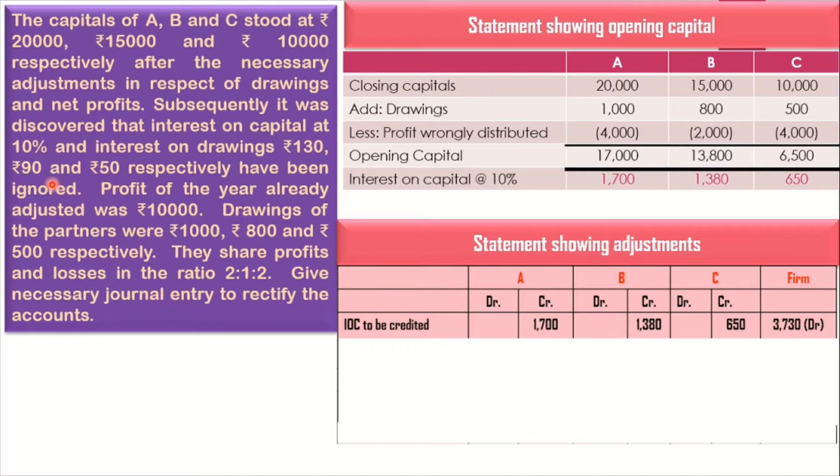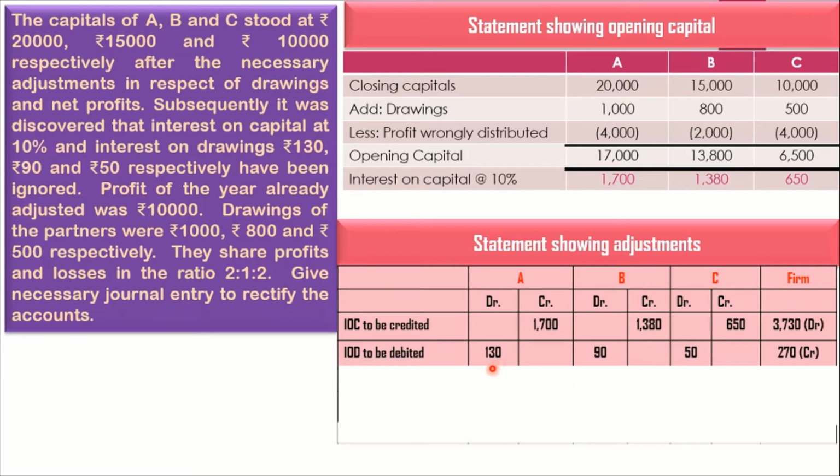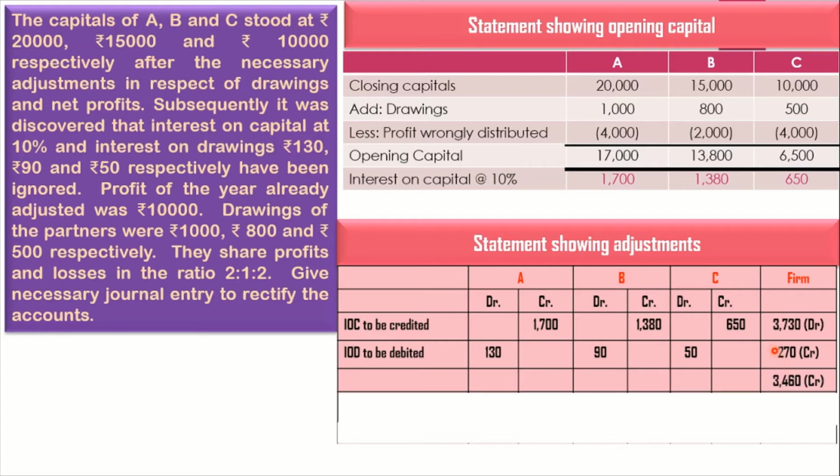Then what is the next thing which is missing? That is interest on drawings, which is given in rupees only. So I'm taking that, and interest on drawings is debited in the capital account and credited in the firm's account. So only these two things were missing. My next step is to find the net effect by deducting the two, debit minus credit. Here the debit is more, so I'm going to write it as credit. Why am I writing credit here? Because I want to nullify the effect. If the debit is more, how am I going to rectify it? By reversing it, that is, crediting it.